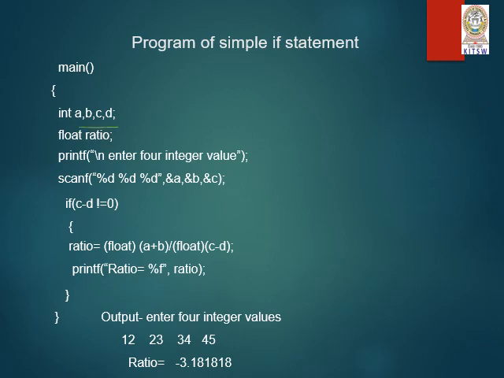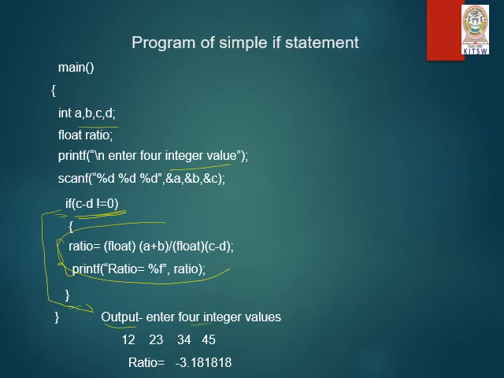Here we have four integer values, A, B, C, D. If C minus D, when you subtract C and D, is not equal to 0, then these statements will be printed. Otherwise, these statements will not be printed. Simply it goes to the statements after the if block. Here there are no statements after the if, so it simply closes the program.